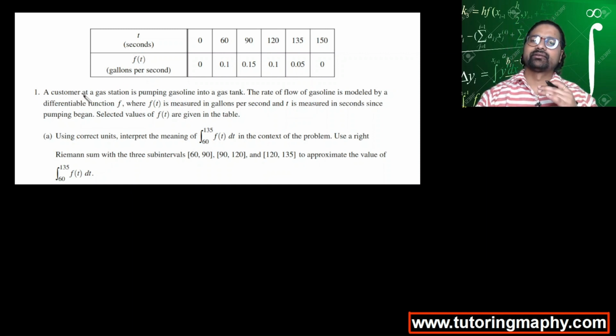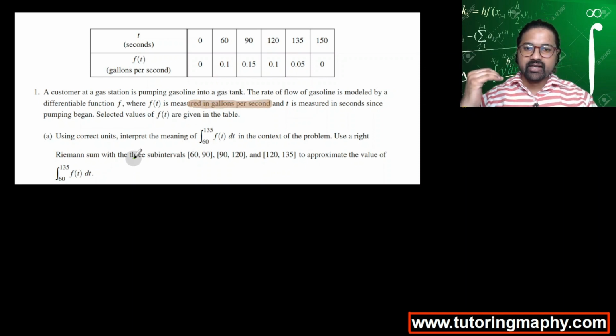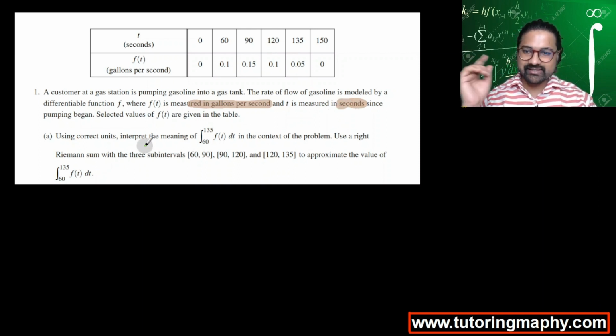It says that there is a customer at a gas station who is pumping gasoline into a gas tank. The rate of flow of the gasoline is modeled by a differentiable function f, where f is measured in gallons per second. So this is important, that f in itself is actually the rate at which gasoline is pumped into the tank. I'm going to highlight this part. And t is measured in seconds since the pumping began.